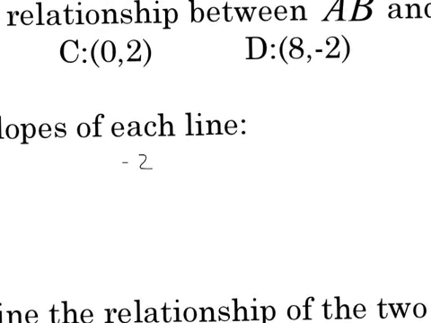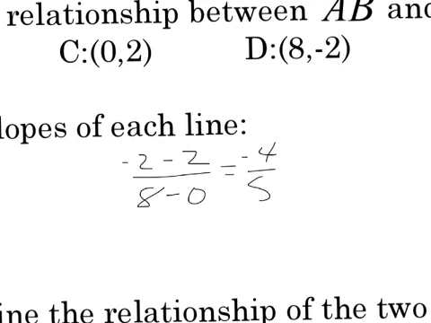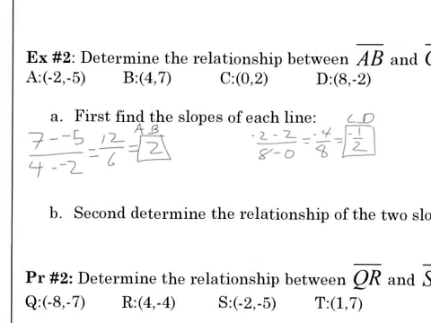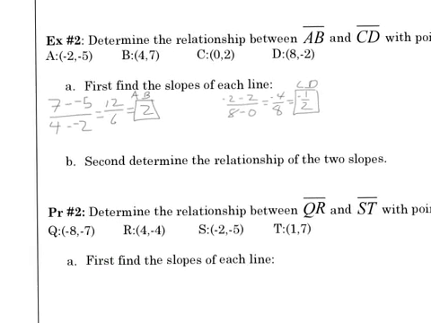So we got negative 2 minus 2 over 8 minus 0. Negative 2 minus 2 is negative 4. 8 minus 0 is 8. Reduce that down to negative 1/2. And so that's the slope there. Okay, so there's your two slopes.